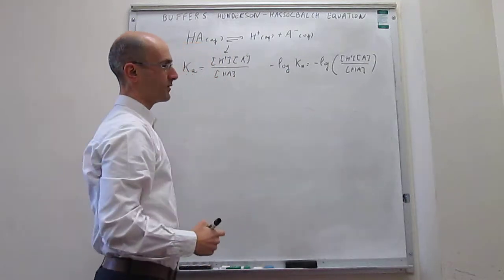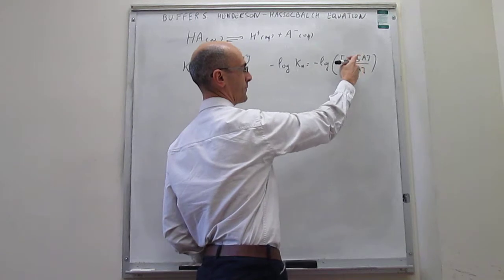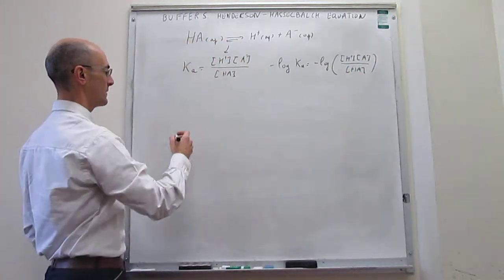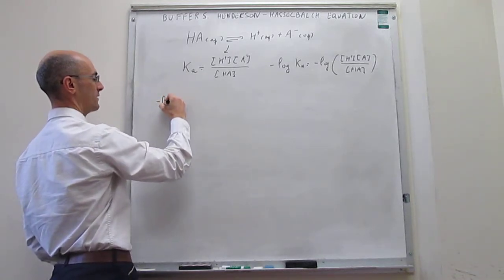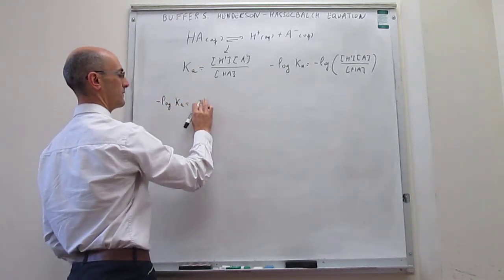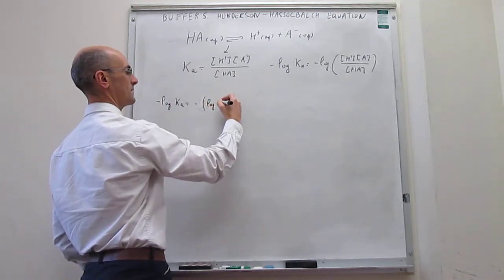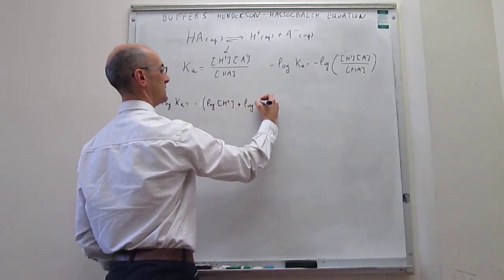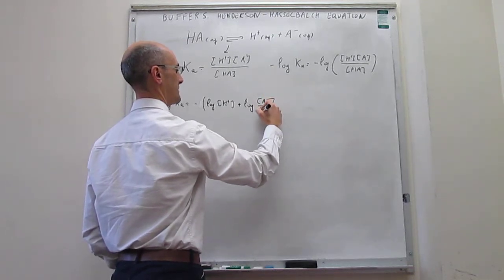Great. Now that is the logarithm of a product, and what I'm going to do is separate this product into protons and then the ratio of the conjugate base over the weak acid. Okay, so the logarithm of a product is the sum of the logarithms. So what we'll have right here is minus base 10 log of K sub A, and then minus parenthesis base 10 log of the concentration of protons plus the base 10 log of the concentration of A minus over HA.